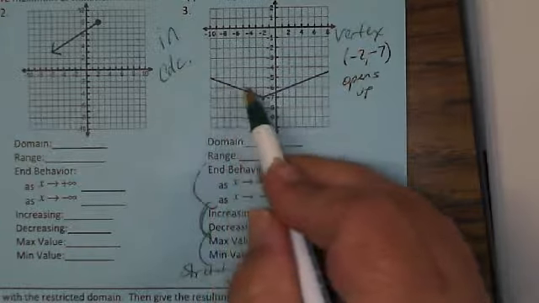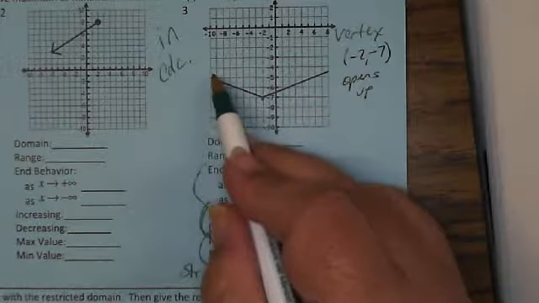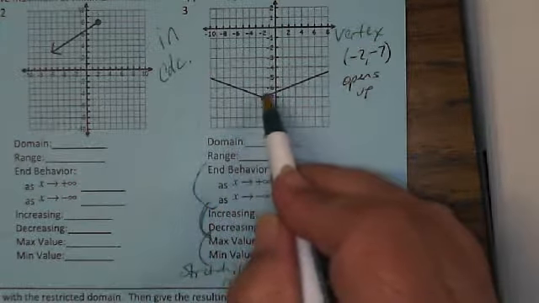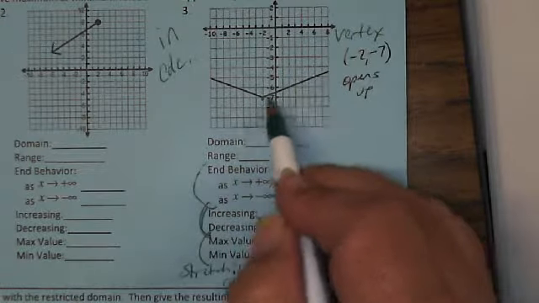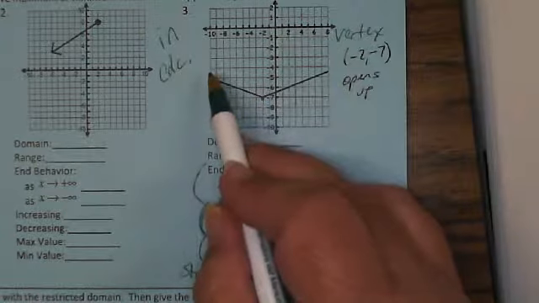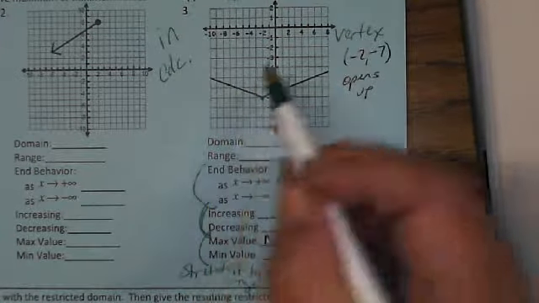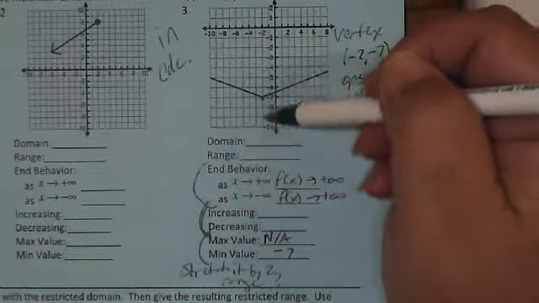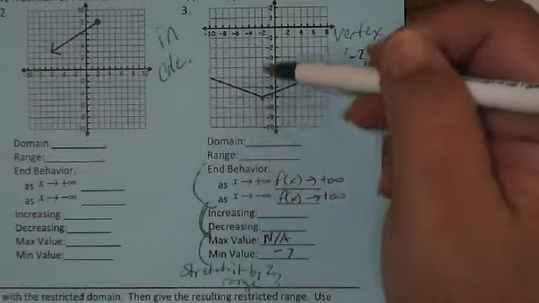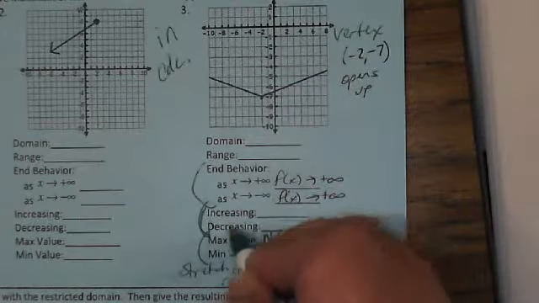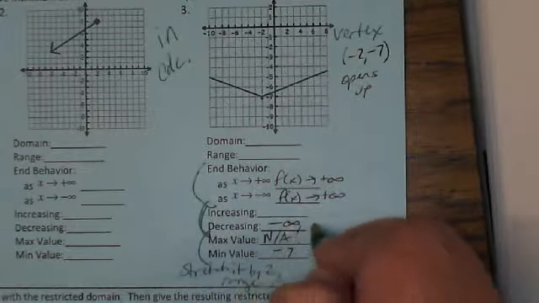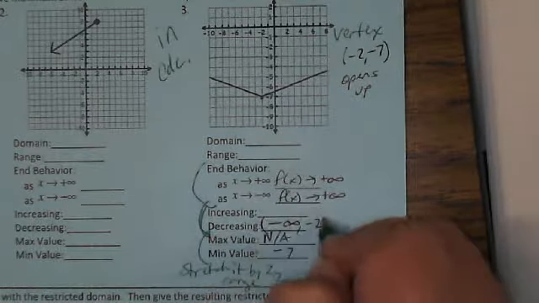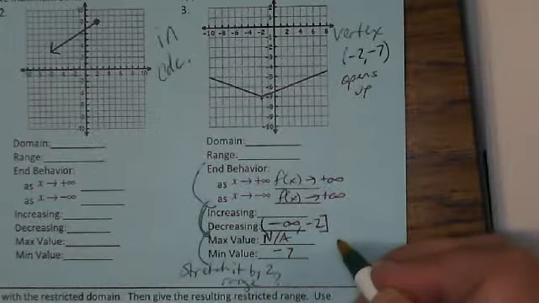Decreasing is as if you were riding a roller coaster going down. This is decreasing, and then increasing going up. So you have to have decreasing to have increasing to have a minimum. So our decreasing goes from -infinity up to the vertex at -2. Decreasing and increasing is always with the x-axis. So we go from -infinity to -2, parentheses, bracket.